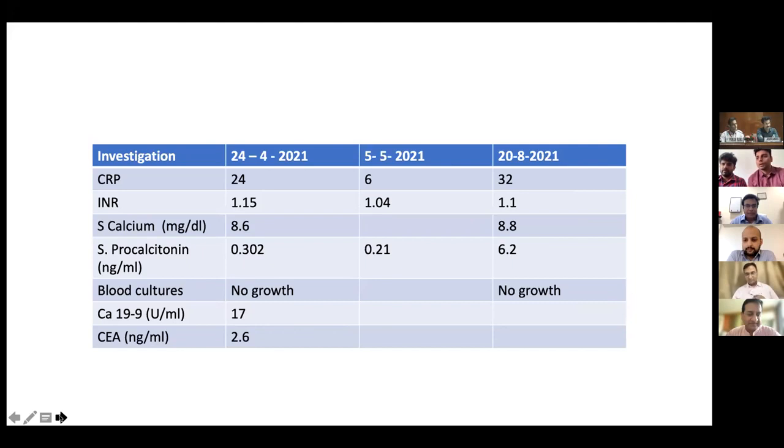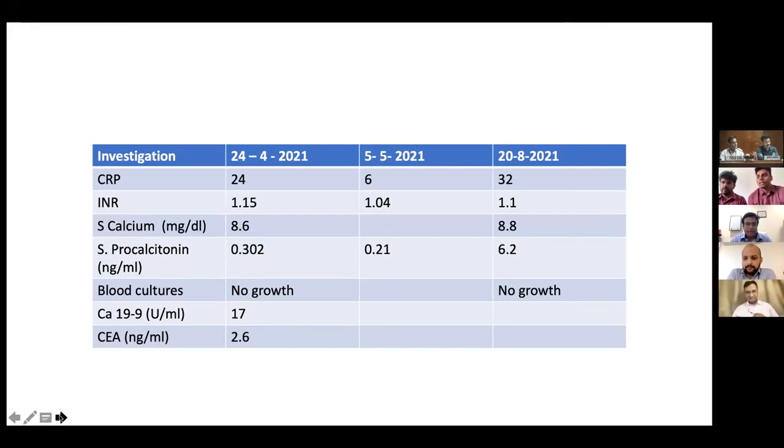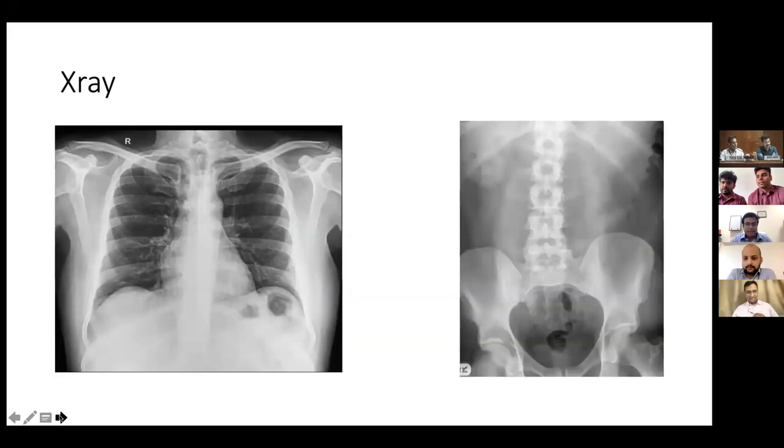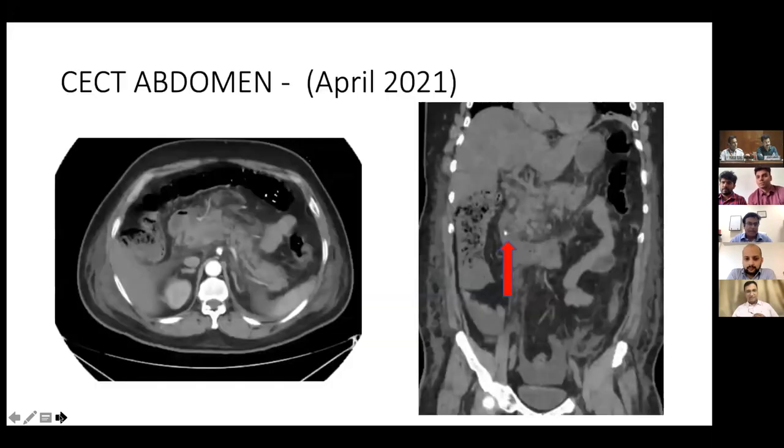Okay, so I would like to go for a contrast enhanced CT of pancreas. So this is the old CT of the abdomen. This is a contrast enhanced CT of abdomen, which was showing bulky pancreas.